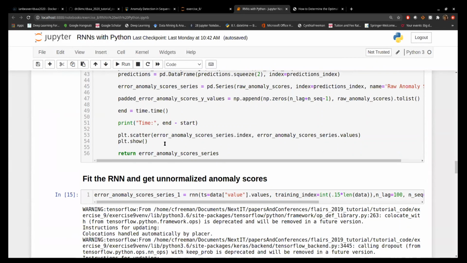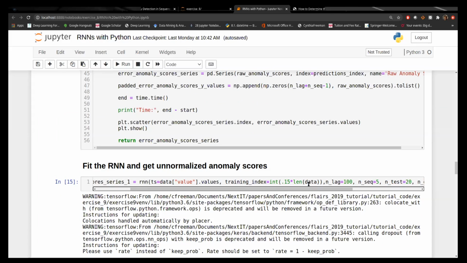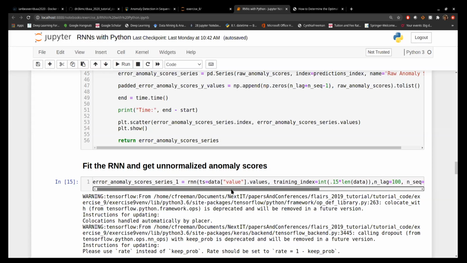And I fit the RNN here. The initial training period I set to be 15% of the data. Of course, this RNN has to be incrementally trained to determine the anomaly scores after that initial training period. Here I chose n lag to be 100 and n sequence to be 5, meaning I used the past 100 time steps to predict the next 5 time steps. In each incremental training period, the testing set is 20 time steps long. The number of epochs we set to 10, and every hidden GRU layer has 40 units.